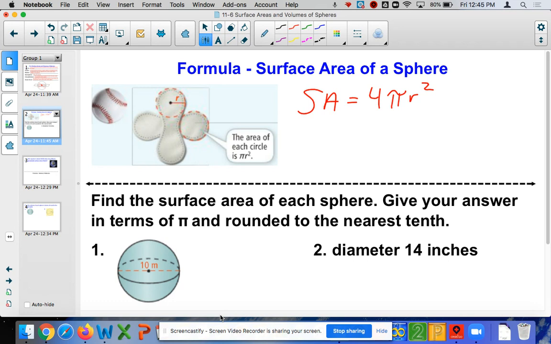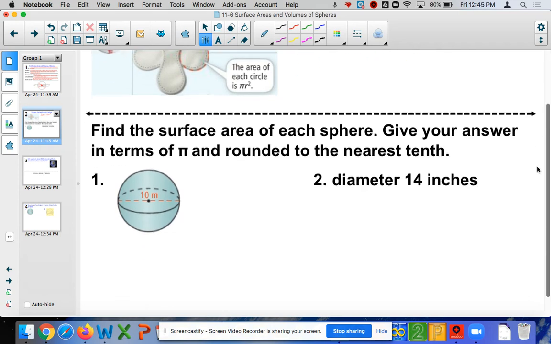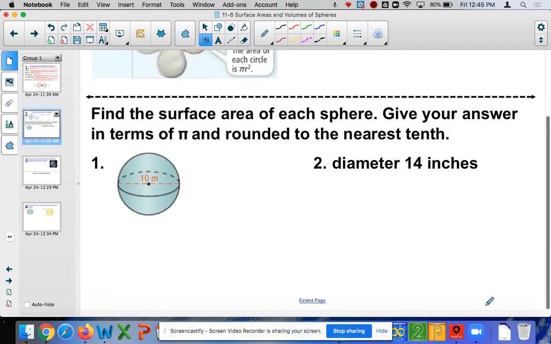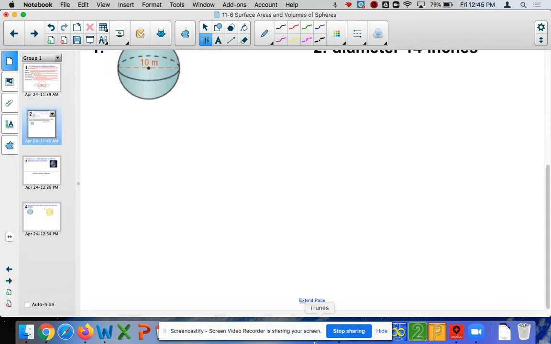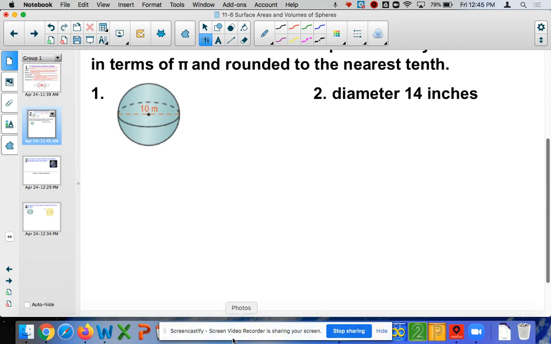So let's get some practice using that formula. 4 pi r squared is the surface area. Let's find the surface area of number 1. Leave our answer in terms of pi, and we'll go ahead and round it to the nearest tenth. Here, they give us the diameter. It goes all the way across. The radius is still halfway across. That doesn't change. So that means my radius is 5 meters.